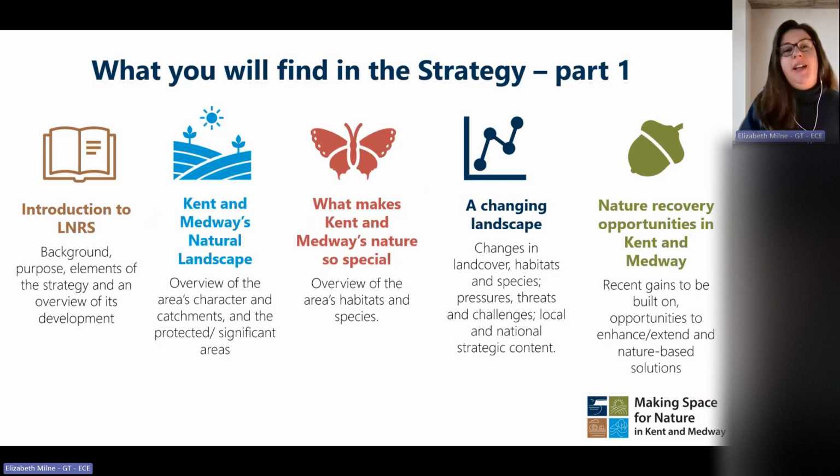So let's crack on then to what you will actually find in the strategy. So the strategy itself is divided into 2 documents plus the online mapping tool. Part 1 of the strategy sets the context and essentially provides a justification for the priorities and actions the strategy proposes. So it sets out what we have in the county, what's so special and important about our habitats and species, what challenges and changes we've observed across the years, and those challenges and pressures that we want to be addressing as part of the strategy. A look at that local and national context in terms of other strategies that we're wanting to support and link into, and then also the opportunities that exist for nature recovery, but also nature-based solutions.